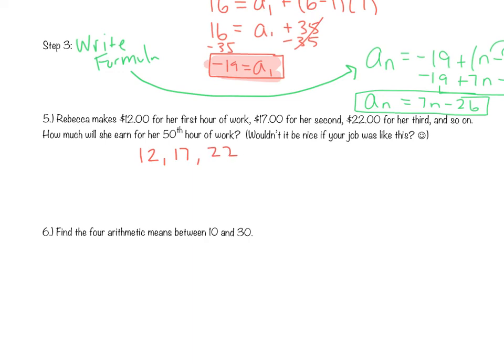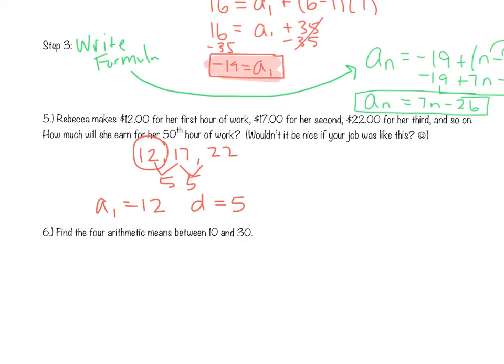So we can use the sequence. Here's our first term, second term, third term, and we can use that to find the common difference. It looks like it's going up 5 every time, so now we have the common difference. We have that a sub 1 equals 12, and d equals 5. We have everything we need to write the formula.